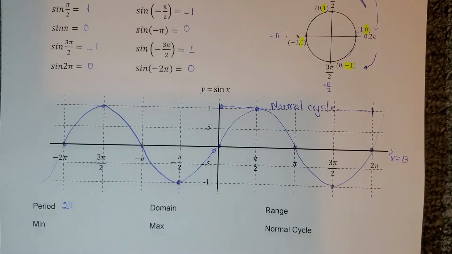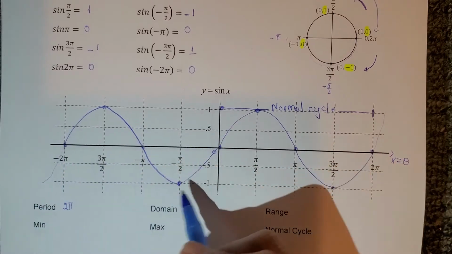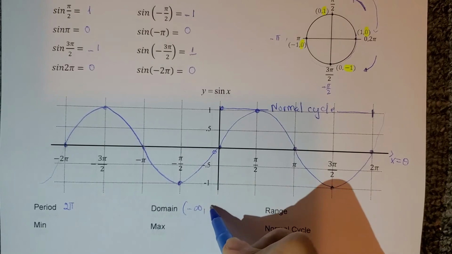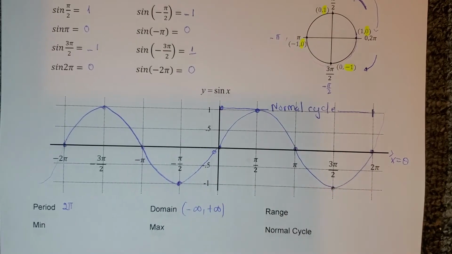And the domain for that one is, well, the domain is on the x-axis from left to right. So if this one keeps going, that means the domain is going to be from negative infinity to positive infinity. That's the domain for sine. And the range is up and down.